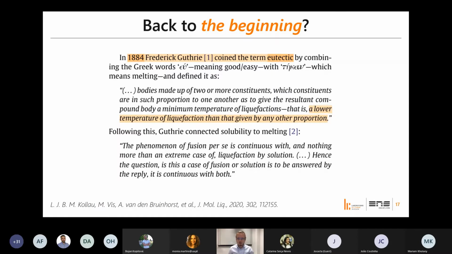Laura did some nice literature study and found the citations where the first time that eutectics were mentioned is found. And he says that the eutectic temperature is the lowest temperature of liquefaction of the mixture itself. So basically what I just showed, and that melting can be connected to solubility so that it's composition dependent.